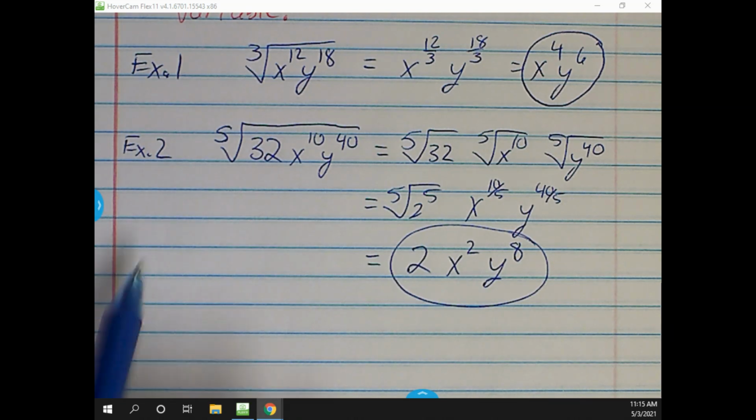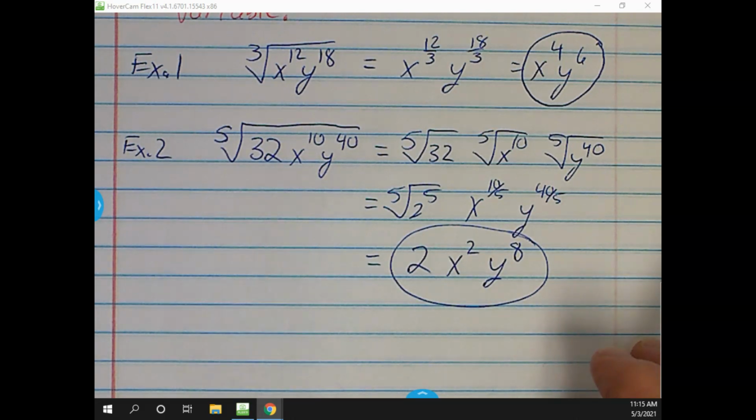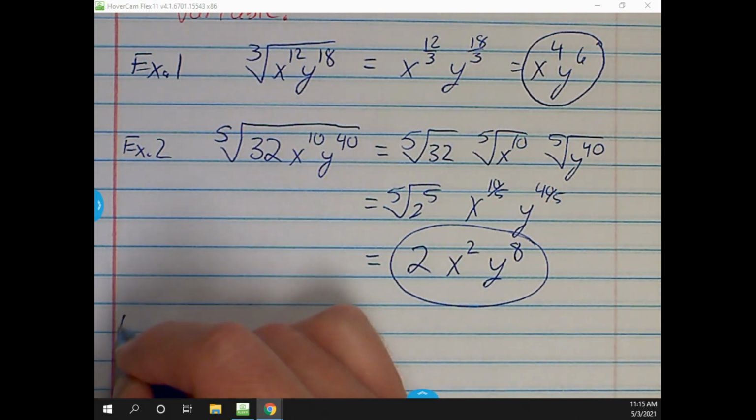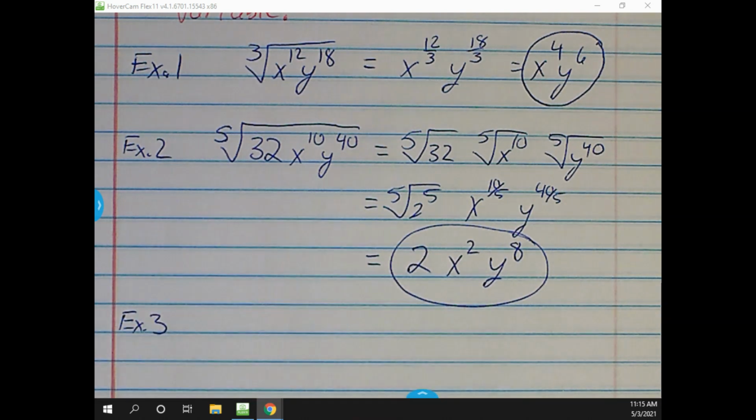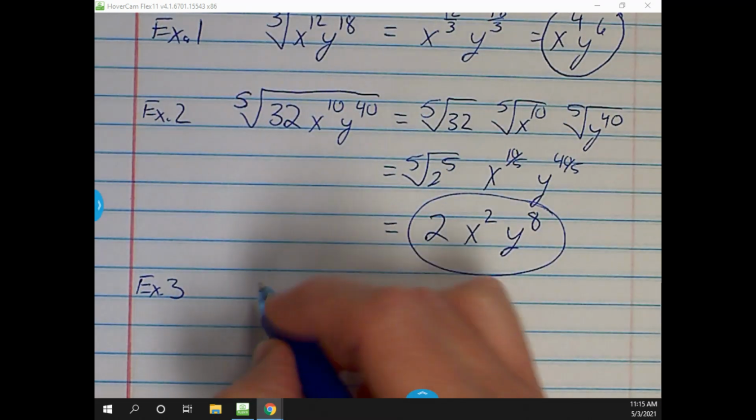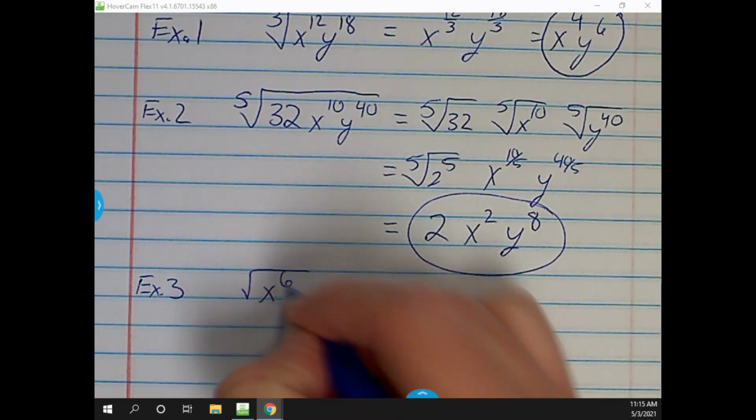Okay, so as long as the index is odd, we don't have to worry about checking anything. All right, so for example 3, we're going to give you one where it's even. We're going to make it really easy for this one. We're just going to do the square root of x to the 6th.